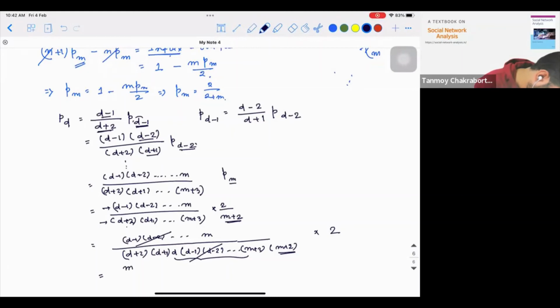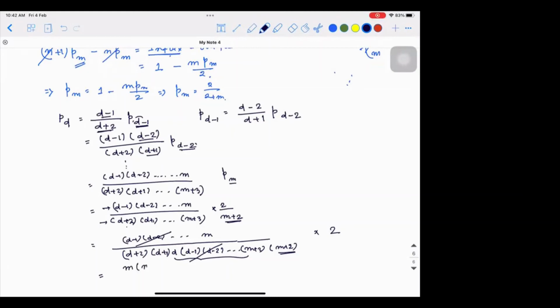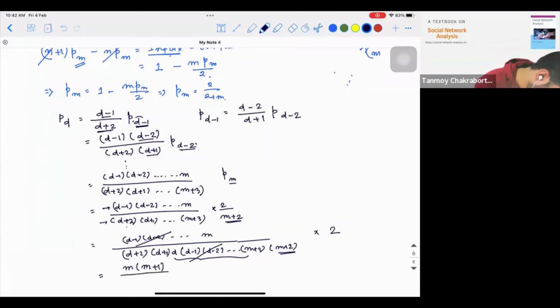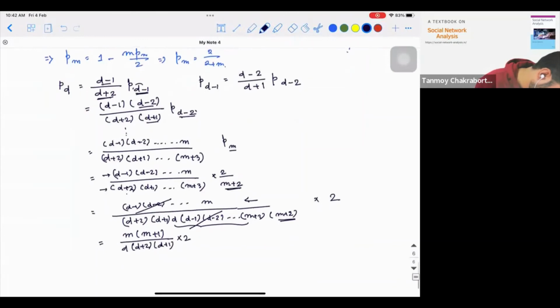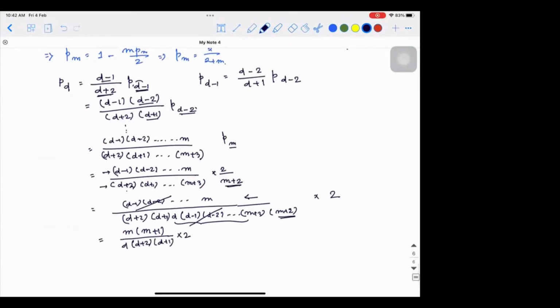So if we do that, we can cancel out from d minus 1 to m plus 2. So if we cancel out d minus 1 to m plus 2, in the numerator part we will have m and m plus 1, right? And the denominator part we have d into d plus 2 and d plus 1, right? Times 2. Agreed, Shashank? Yes, sir.